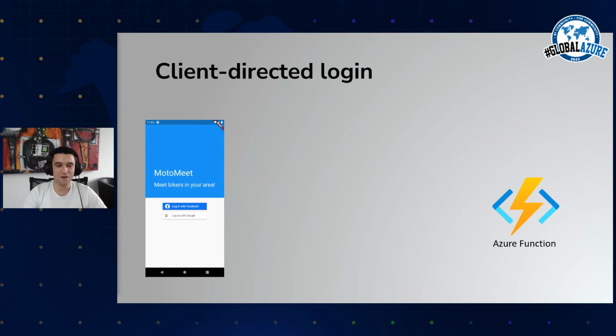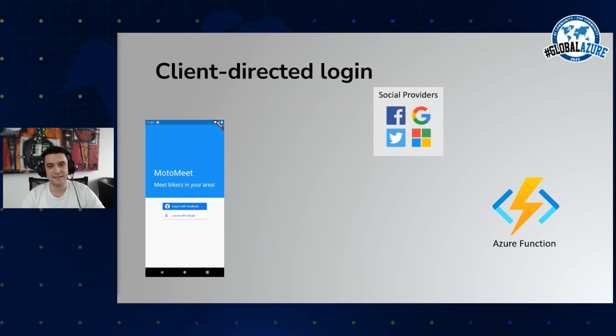So the client-directed login looks like the following. On the left side, we have our login functionality in the Flutter app. On the right side, there's our Azure function, which we want to communicate to, but in a secured way. And now a third instance comes into play, which is our social identity provider in this case. And let's just pick Facebook for now.